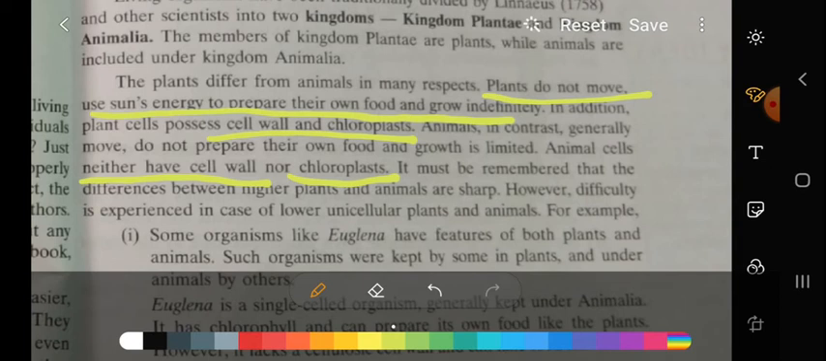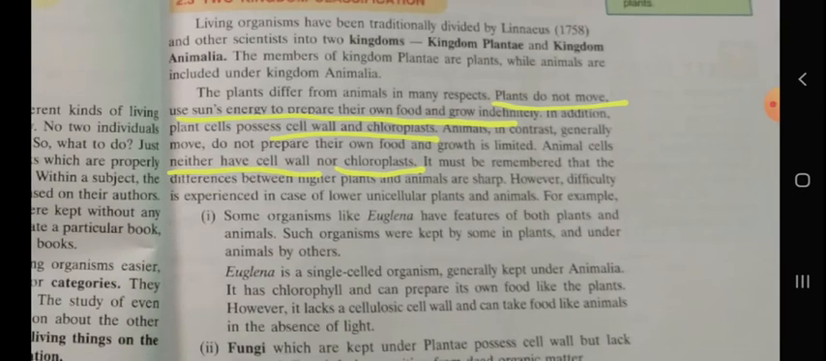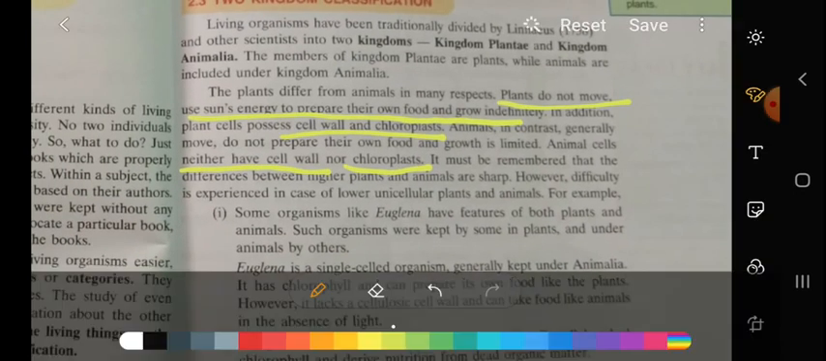Now, unicellular plants we have already read in the previous class, that there are multicellular organisms, there are unicellular organisms. So the difference between the unicellular plants and animals is much more complex than what in multicellular organisms. We will read it in the further class.